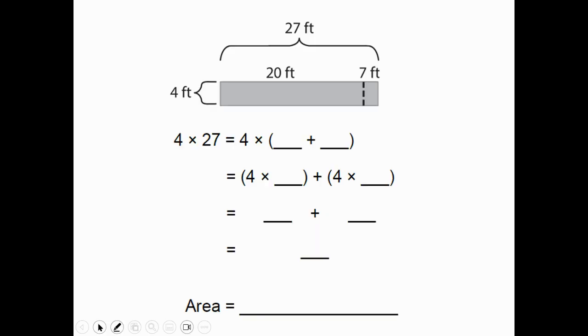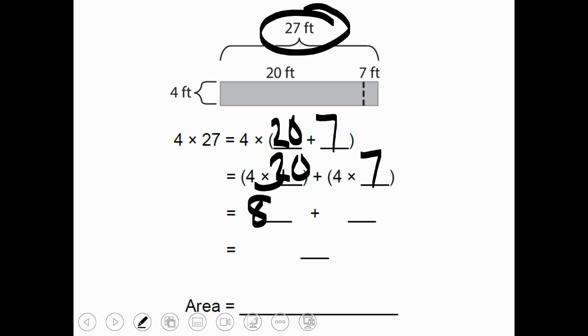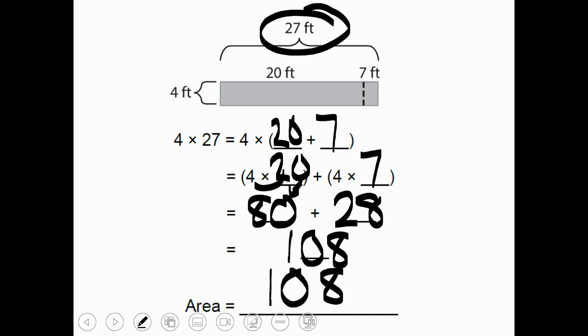All right, let's look at this one. So again, look, they started with 27. They broke the 27 into a what? A 20 and a 7, because they want to break it into tens. Tens are easy to work with. 4 times 20, 4 times 7. 4 times 20, I know 4 times 2 is 8. Bring my 0 down, so that would be 80. 4 times 7 is 28, right? And now I'm going to do what? I'm going to add them together. I know 80 plus 28, 8 plus 0 is 8. 8 plus 2 is 10. So I have 108. So the area of this shape is 108.